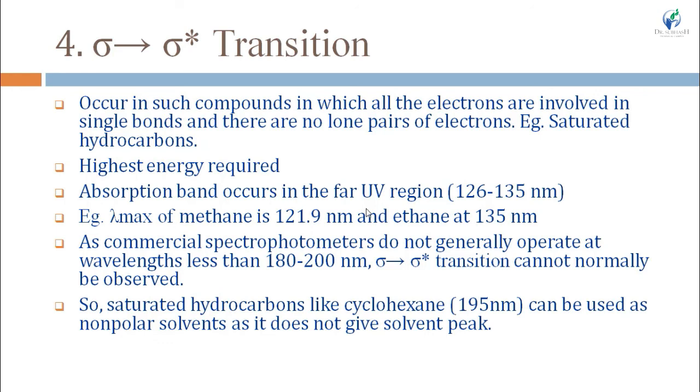The absorption band due to this transition occurs in the far UV region, meaning 126 to 135 nanometer. For example, lambda max of methane is 121.9 nanometer and ethane is 135 nanometer. And because commercial spectrophotometers generally do not operate at wavelengths less than 180 nanometer, these transitions cannot normally be observed in commercial spectrophotometers, meaning the spectrophotometers which we use generally in laboratories and in industries.